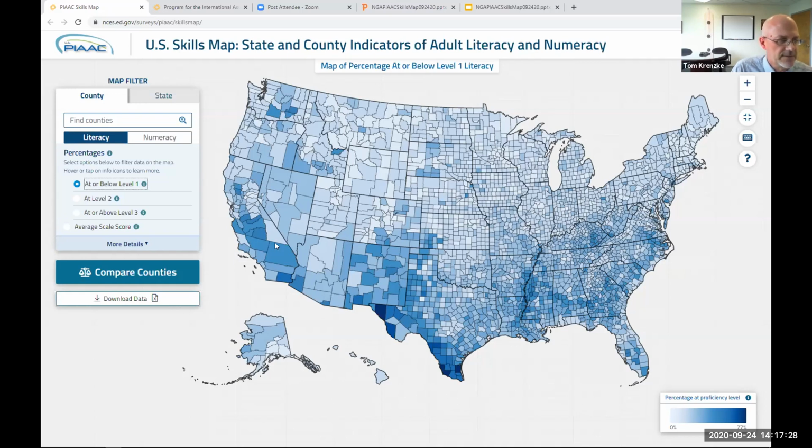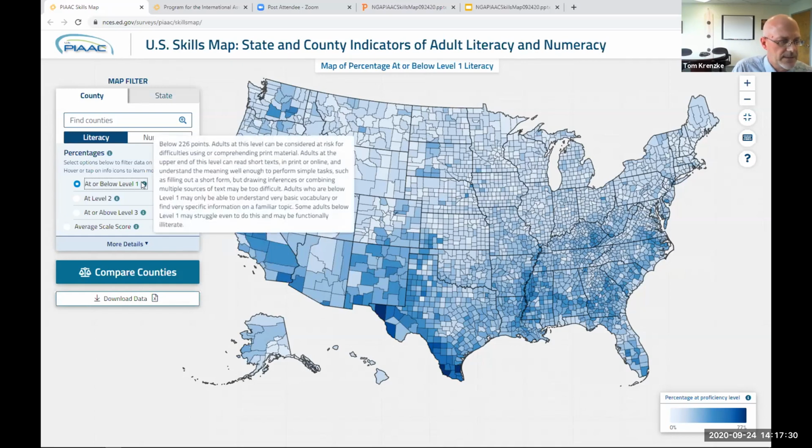You can see some tooltips here with the icons as you hover over these small icons to explain the levels, the percentages, and the averages. And these tooltips are included in all the parts of the tool.